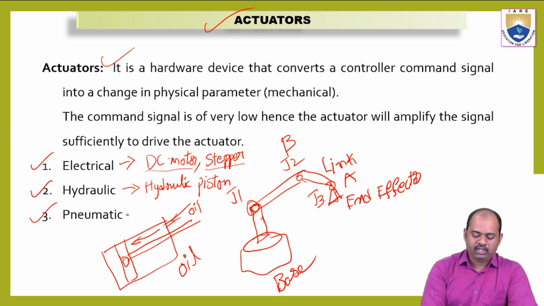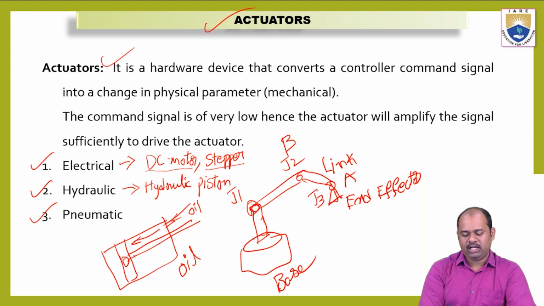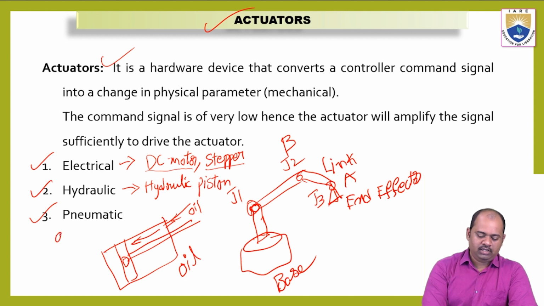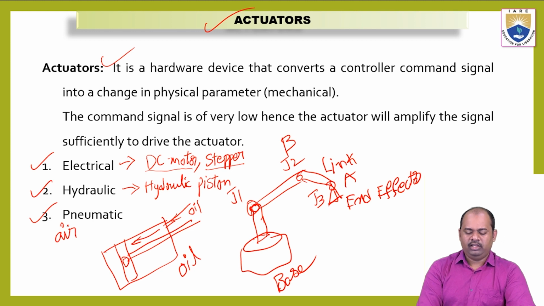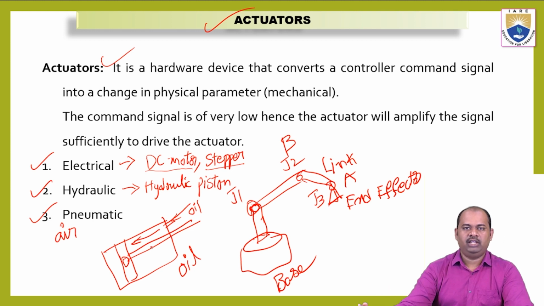And again, pneumatic actuators also work in the same way as the hydraulic actuators, but they will use compressed air in place of compressed oil. The remaining working is the same. Whenever we make the compressed air flow into the cylinder, it will move the piston in one direction. If we remove the air from the cylinder, it will move in the reverse direction. So the hydraulic and pneumatic actuators can create only linear motion, whereas electrical actuators can create both. Mostly they create rotational motion.